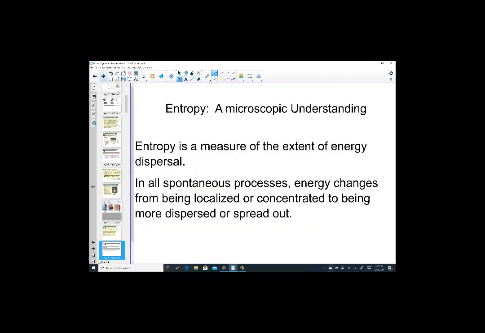So, a microscopic understanding of thermodynamics. Entropy is measuring the extent of energy dispersal. Have I said that enough yet? Starting to stick in our mind that entropy is energy dispersal. In all spontaneous processes, energy changes from being localized or concentrated to being more dispersed or spread out, which is a favorable entropy, becoming more chaotic. Things in nature will randomly disperse to create a more chaotic system.